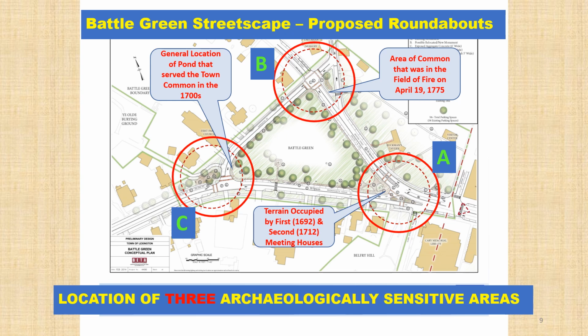Area B in the top, at Harrington Road and Bedford Street, was part of the town common in 1775, as Bedford Street did not then exist. This area is part of the field of fire for the engagement on April 19th and may contain archaeological evidence of this fact. Area C on the left at Harrington Road, Mass Avenue, in front of the old burying ground entrance, was part of the town pond on the town common.